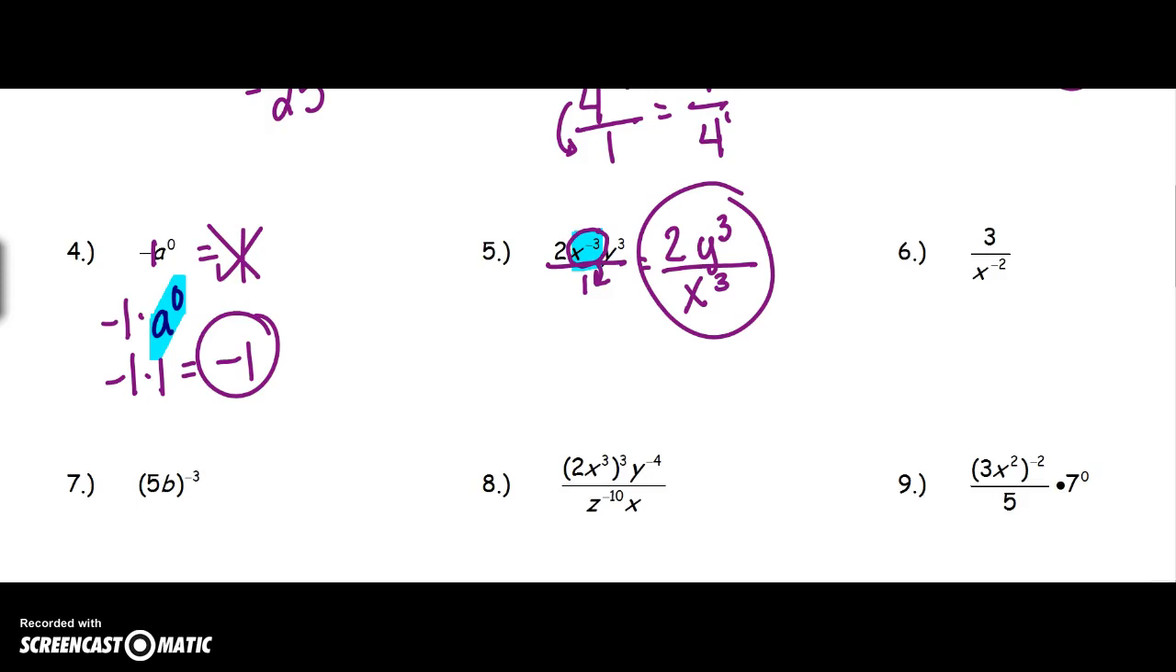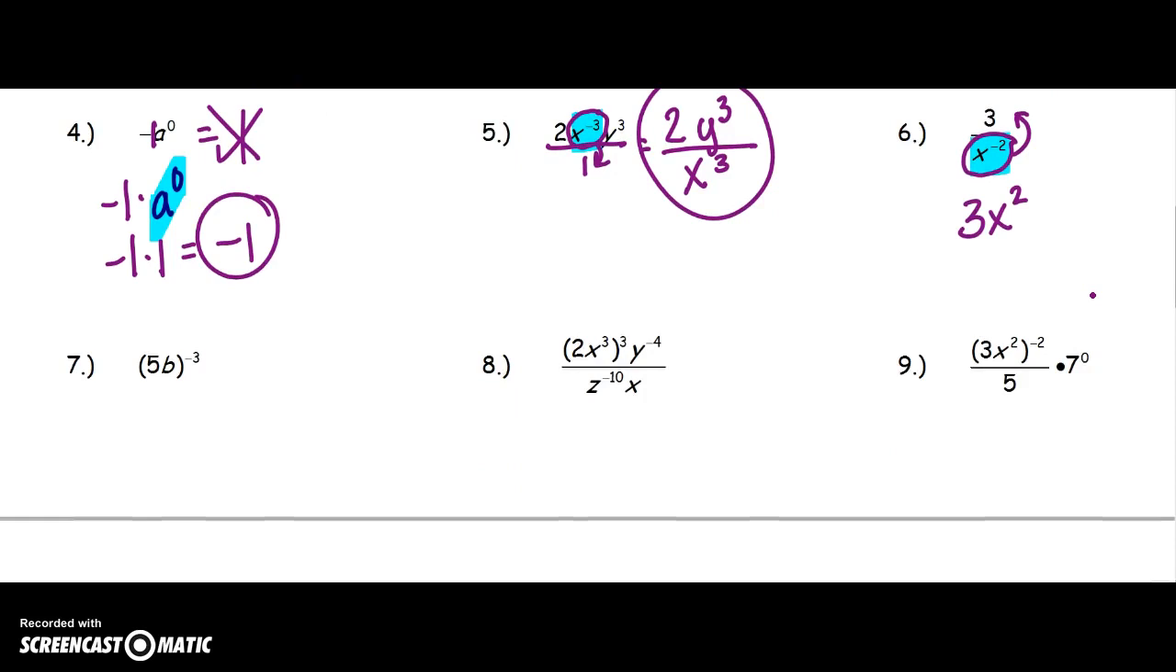The same goes for number 6. Notice how 3 does not have a negative exponent, so it's just going to stay where it's at. But this x to the negative 2 power says that this is the one that needs to move. It's in the wrong spot. So your 3 stays, but now you have x squared next to it. And that would be your final answer.